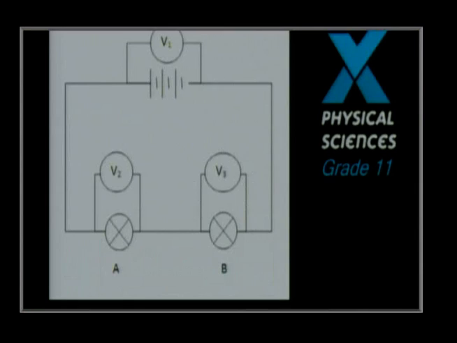So let's go to our calculation sheet. Remember, they tell us that each cell has a value of 1,5 volt. Let's just include our information. They said that light bulb 2 has got a 2 ohm resistance and light bulb 3 has got a 3 ohm resistance.